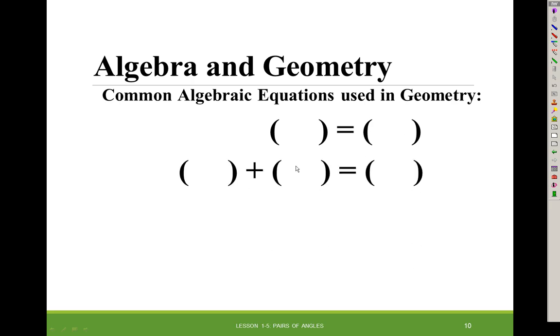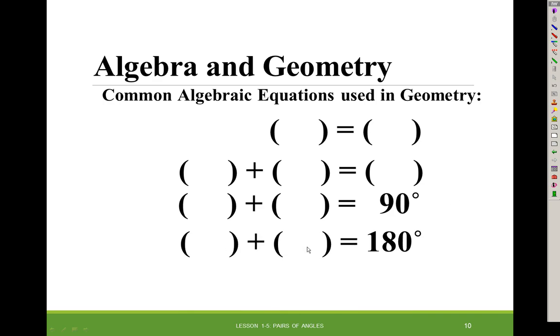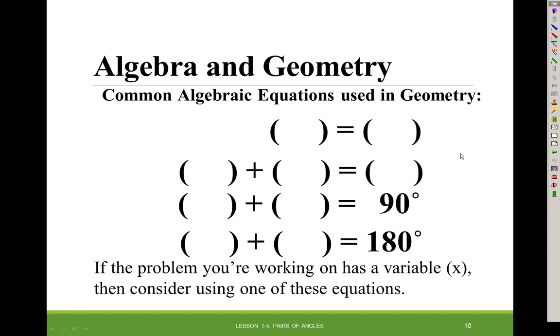Sometimes you have a part plus another part equaling some total. We do that with segment addition postulate. We do that with angle addition postulate. Sometimes part plus part equals 90. Complementary angles do that. Sometimes part plus part equals 180. Supplementary angles do that. So these are very, very common equations that we set up and solve in geometry. If you're working on something with a variable, consider using one of these equations. There's a very good chance that you will need to use one just like this.